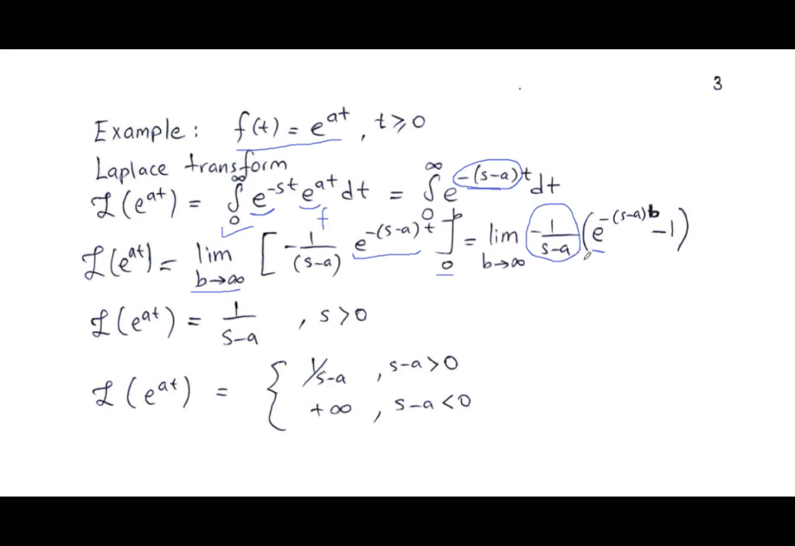And as b goes to infinity, this expression will go to 0. So we will be left with minus times minus, we have plus 1 over s minus a. So the Laplace transform we obtain is 1 over s minus a for s minus a greater than 0. We require this because, as we said, we want the Laplace transform to be a convergent integral. It should be a finite value.